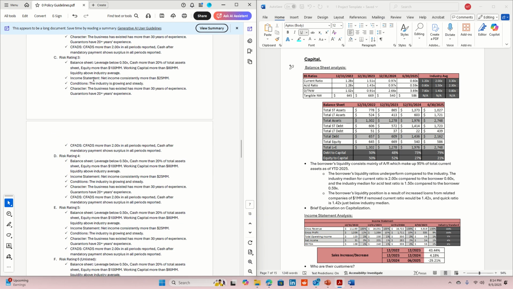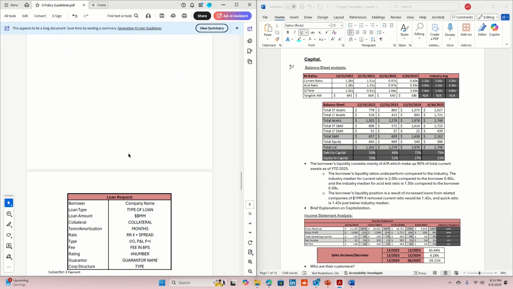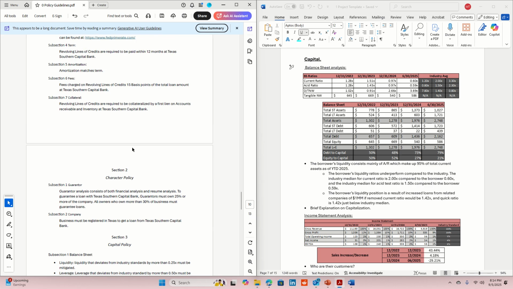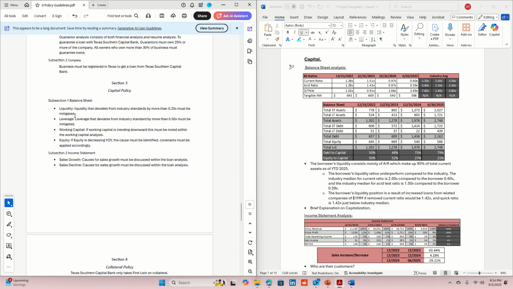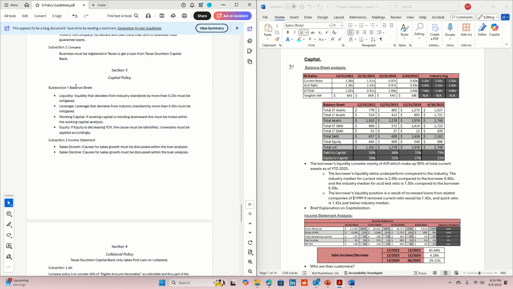Okay. So we're going to have to reference that for sure. That's one thing. Now let's go down. Okay, capital. Subsection 1, balance sheet. Liquidity. Liquidity that deviates from industry standard by more than 25% must be mitigated. Okay, so how much does it deviate from the industry standard? By industry standard, we mean the industry median.